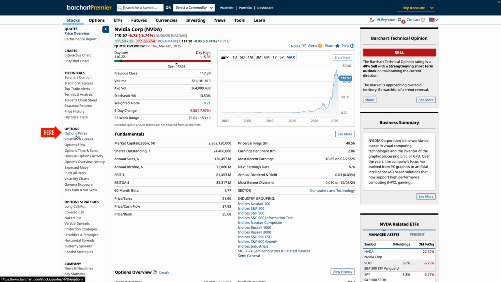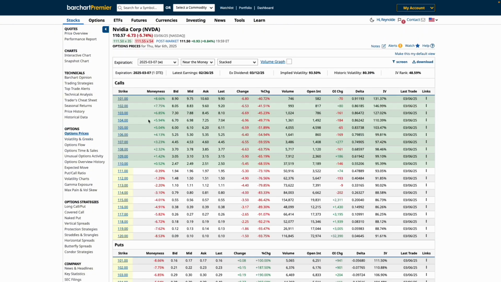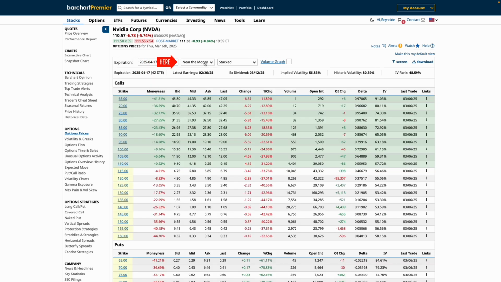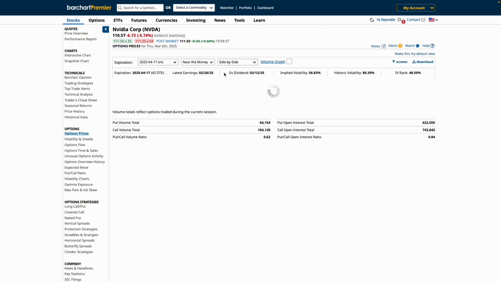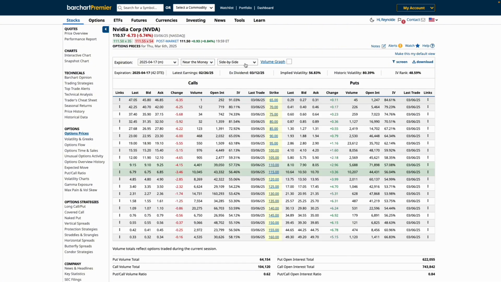available contracts. When checking options prices, you can also customize your view. Change expiration dates to view different contract periods. Change the amount of strike prices shown in or out of the money. You can also change the layout, switch between stacked versus side-by-side views for better visibility that fits your preference. And also, use the volume graph to analyze open interest and trading volume.